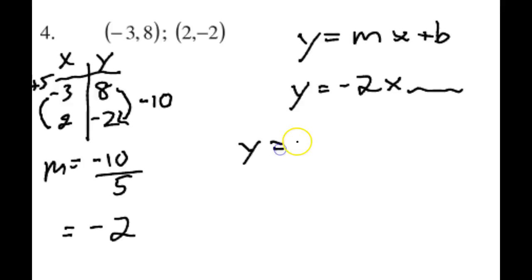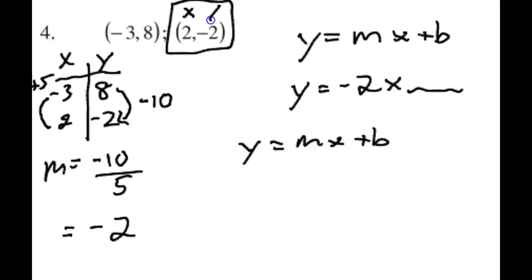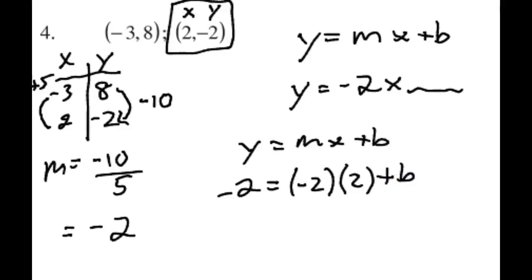So we have y equals mx plus b. And I'm going to use this x and this y. There's x is 2, y is negative 2. So negative 2 is the y. The slope is also negative 2, and the x is positive 2. Lots of 2's. So we have negative 2 equals negative 4 plus b.